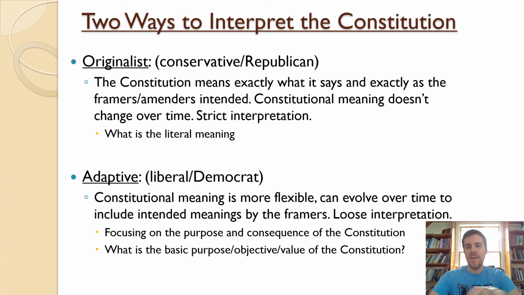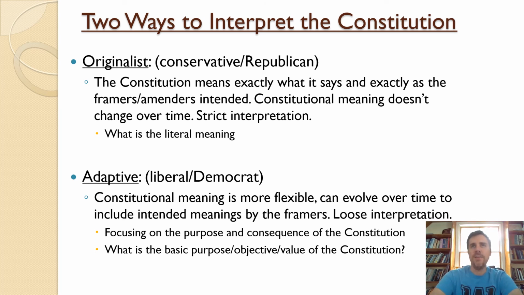And this is the model that I want you to focus on, and this is what your reading actually deals with. The 2 separate ways to interpret the Constitution, and this is very simplistic, but you can effectively categorize most judges within one of these 2 camps. You have the originalist model, which tends to be more Republican, and then you have what I call the adaptive model, which tends to be more liberal.